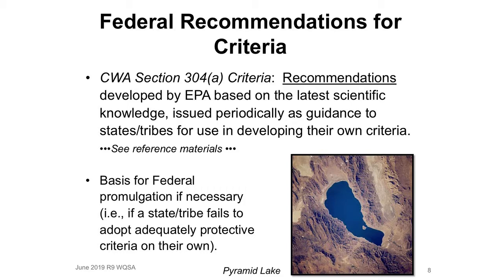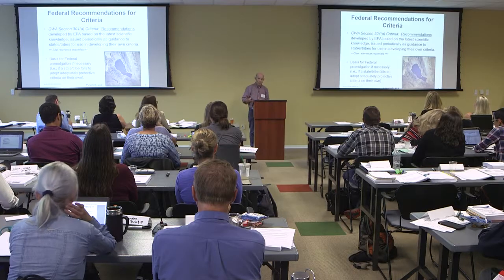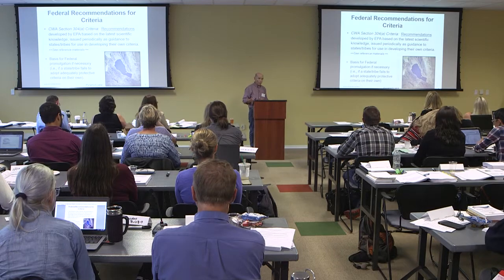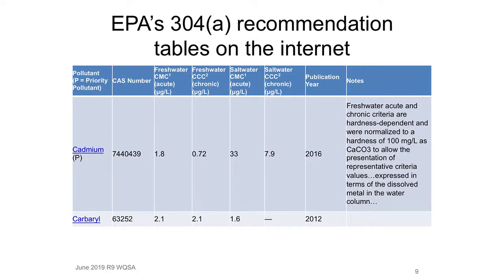And then this final point is that if we have to do a promulgation, we're going to use those 304A numbers to promulgate because they reflect the best science as far as we know it. So where are these 304A criteria? They're on the internet. I don't have this bookmarked. I just go, EPA aquatic life criteria, or EPA human health criteria, or EPA recreational criteria. That's the easiest way to get to these tables.